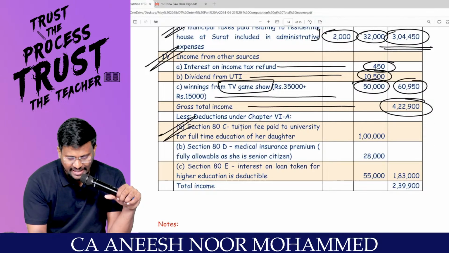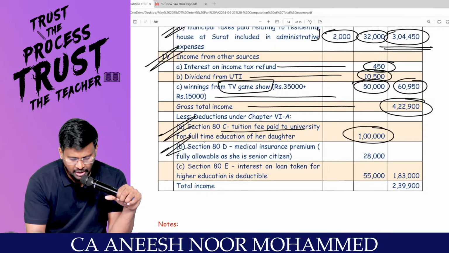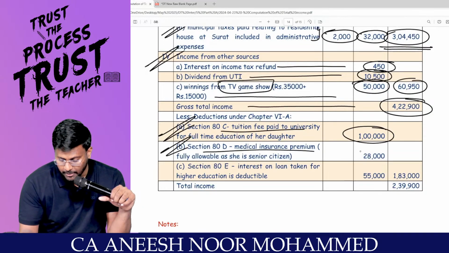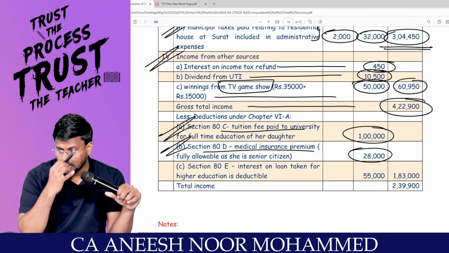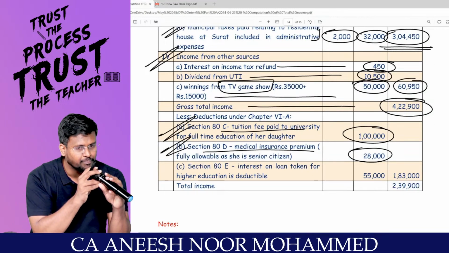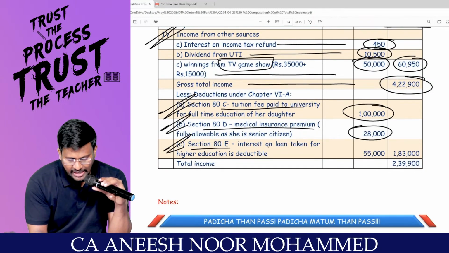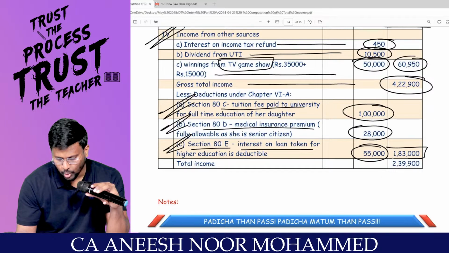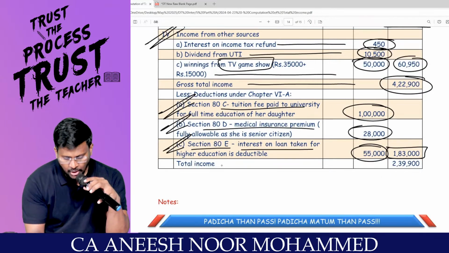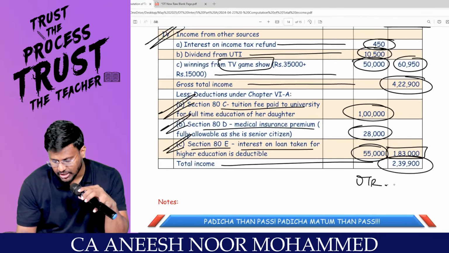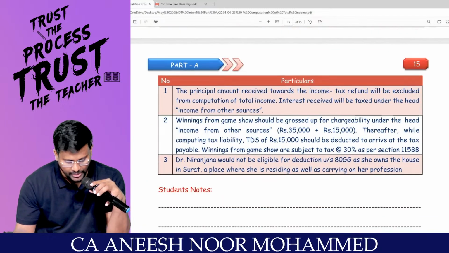Under the head 80C, tuition fee can be claimed as a deduction. Under the head 80D, medical insurance premium: sir, since the assessee is 60 years of age, the upper limit will be 50,000, right? But since she paid only 28,000, 28,000 can be claimed as a deduction. Under 80E, interest on loan can be taken as a deduction, total 1,83,000. Comfortable? So the total income under the optional tax regime will be 2,39,900, right, sir?